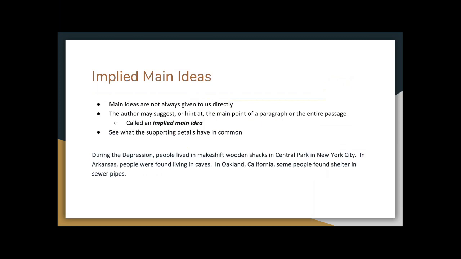Main ideas are not always going to be stated directly. Sometimes we end up having to do a little bit of investigative work to try to understand what point the author is attempting to get across. In these cases, we're going to look for what is known as an implied main idea. The author may suggest or hint at the main point of the paragraph or even the entire article or passage. To determine the implied main idea, we're going to have to see what supporting details all have in common.